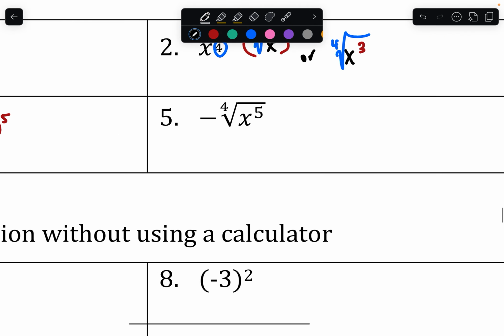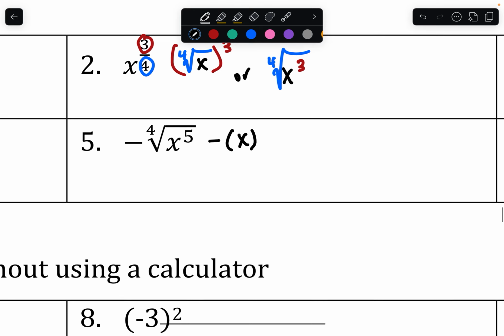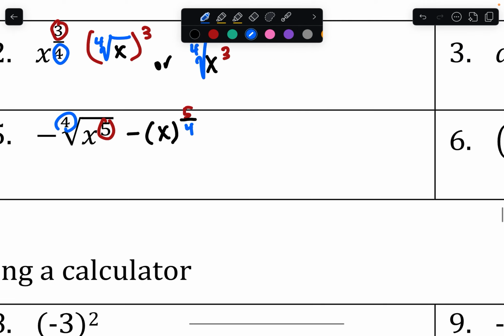Okay, next we have this negative outside, and so when we convert this to a rational exponent, it needs to stay outside. So that's why I'm putting parentheses, but leaving the negative outside of them. Okay, here 5 is the power, so that's my numerator, and 4 is my root, so that's going to be the denominator. Okay, and then if the negative is outside, they'll often just leave it without parentheses. In order to be inside, you would need the parentheses written.